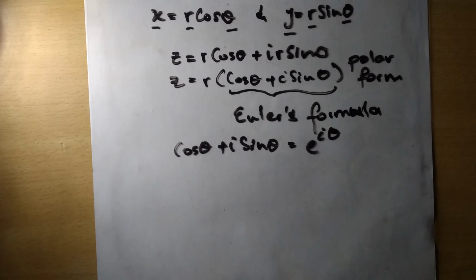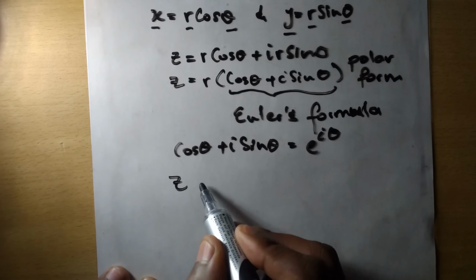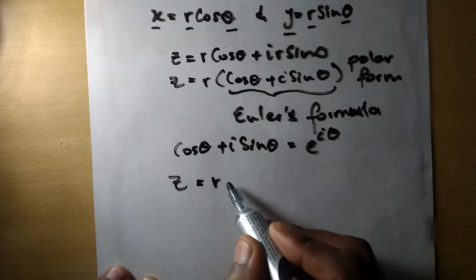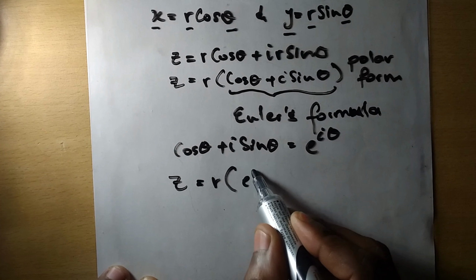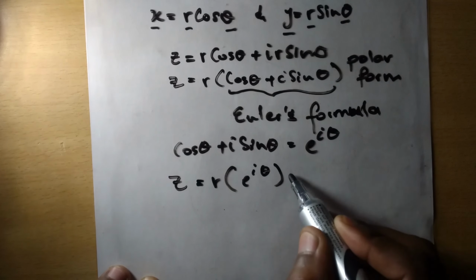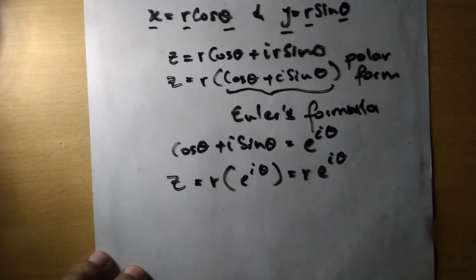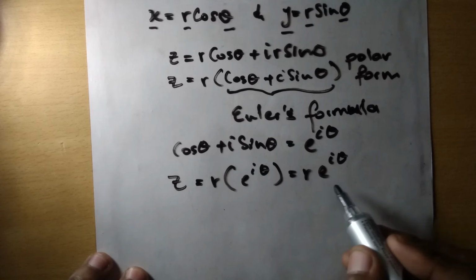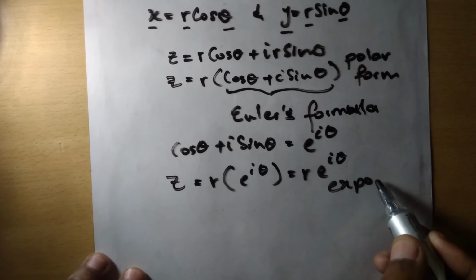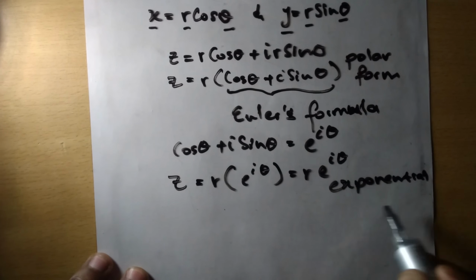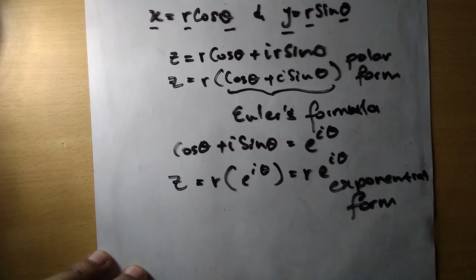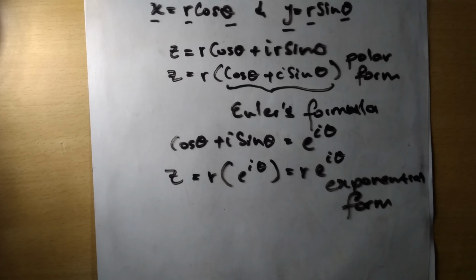You can prove that, guys, but I'm not going to prove it. So now, hence, we can replace the inside with this, and we have r e to the i theta. This is what we call a complex number in exponential form. It's pretty simple, it's pretty basic.